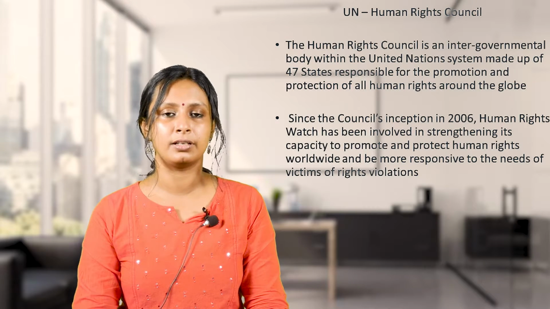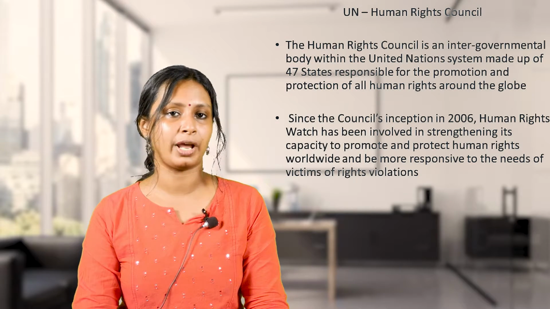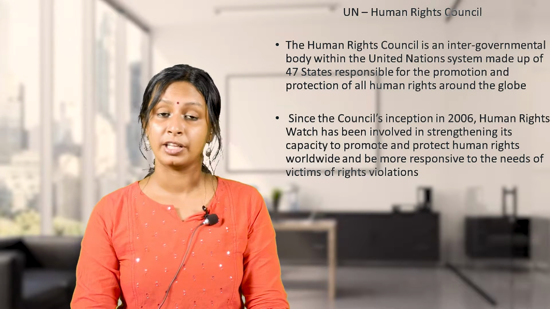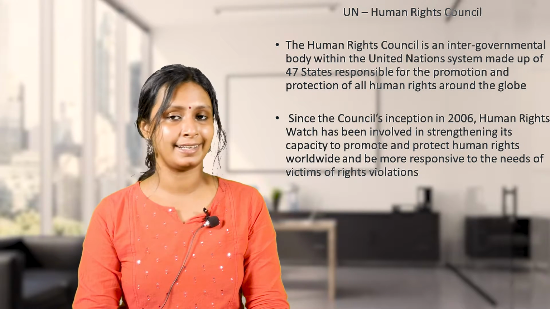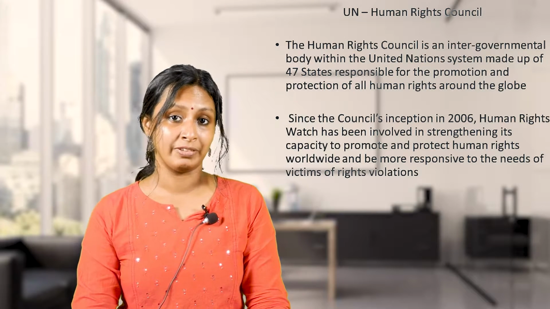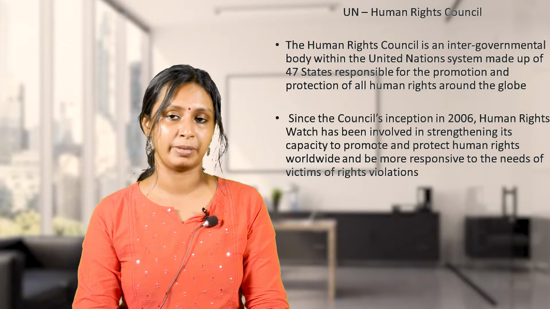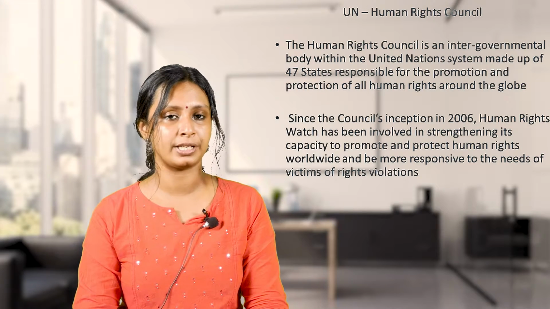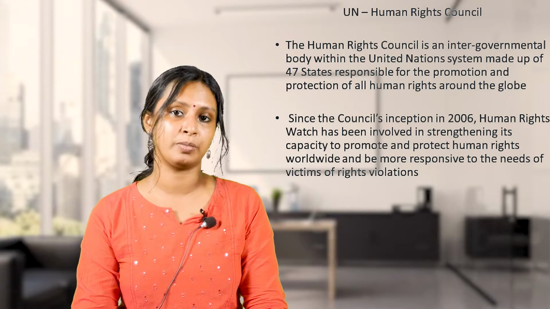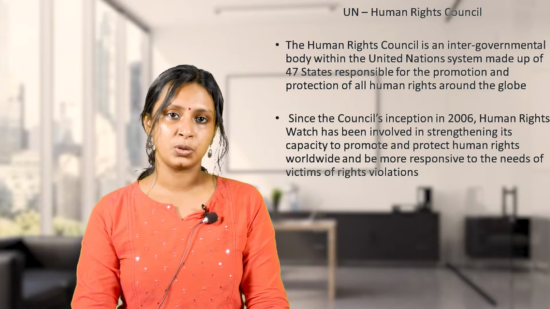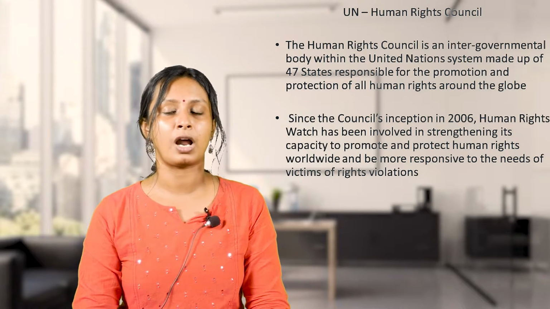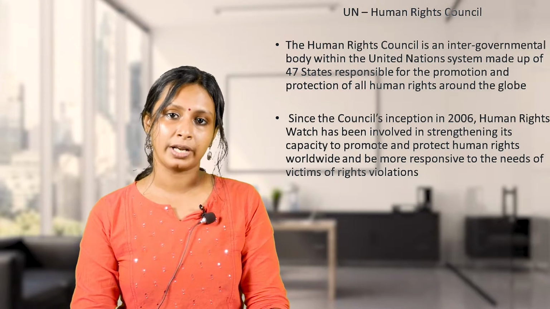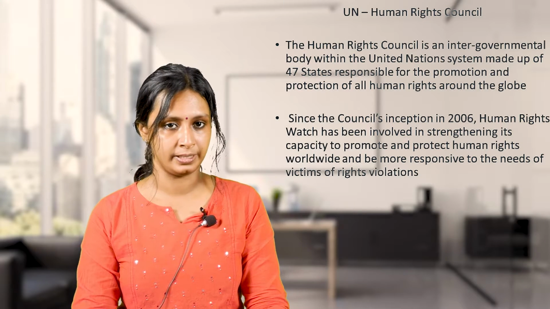And another important organ of the United Nations is the UN Human Rights Council. The Human Rights Council is an intergovernmental body within the United Nations system made up of 47 states responsible for the promotion and protection of all human rights around the globe. So, this particular UN Human Rights Council was created for protecting human rights all over the world.